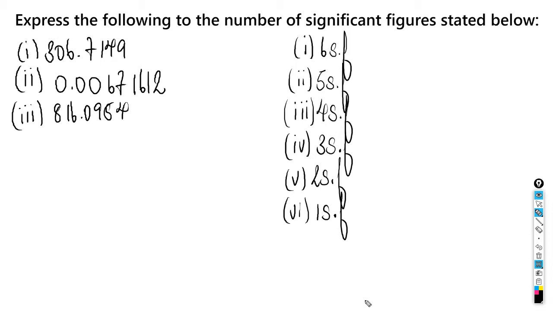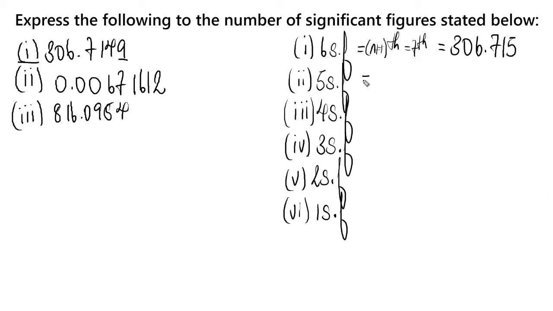All right, guys, great. So let's look at these examples here. It says express the following to the number of significant figures stated below. The first one was to 6 significant figures. To state this in 6 significant figures, we'll have to look at the n plus 1th place, which is the 7th place in this case. We just did it. That's 9, so 9 is greater than 5. So we're going to end up with 306.715.